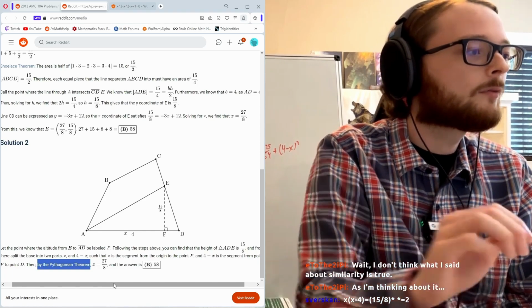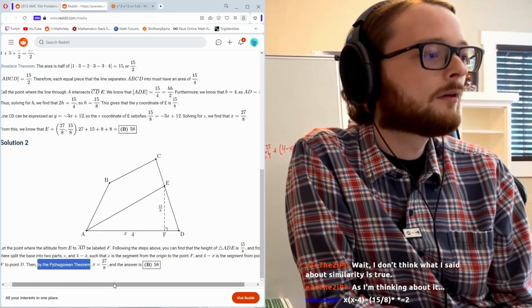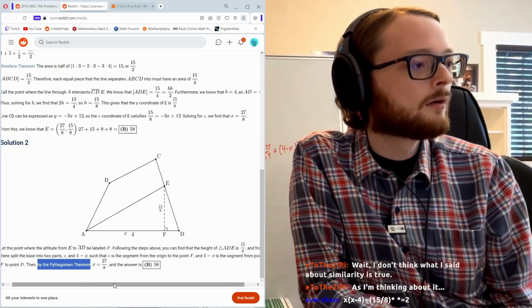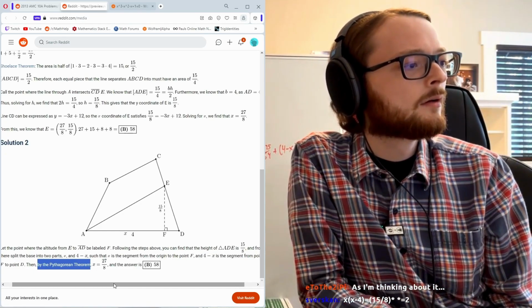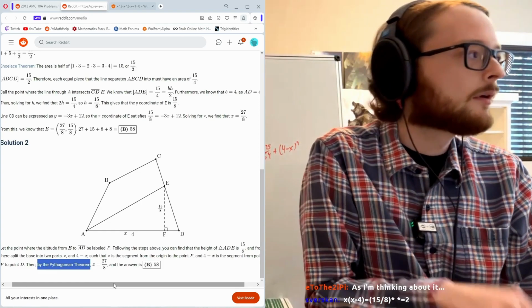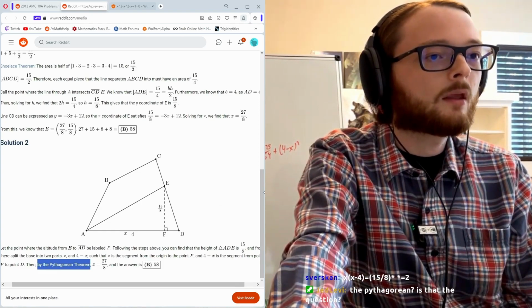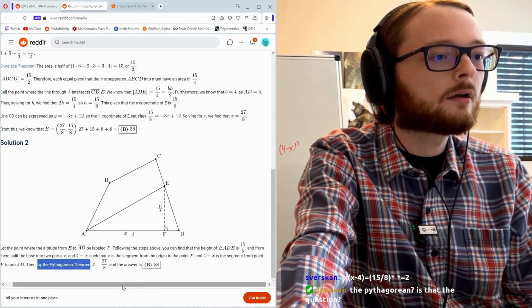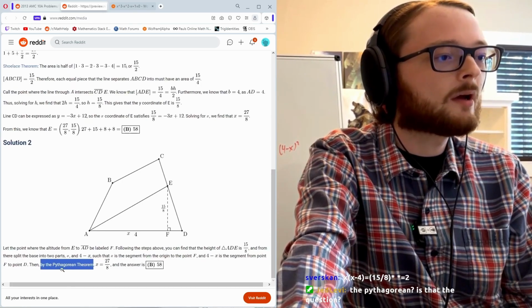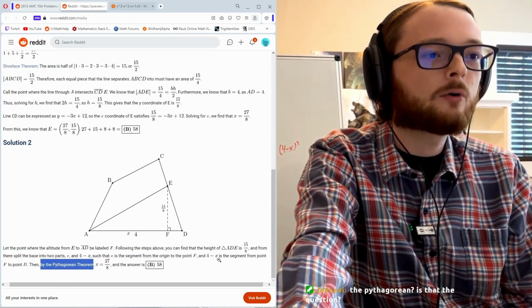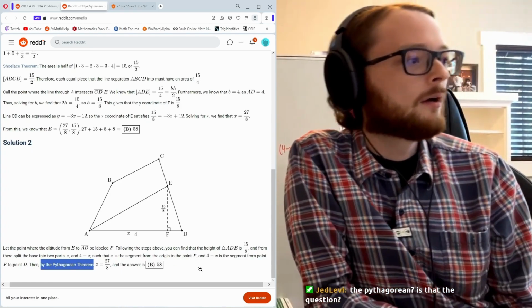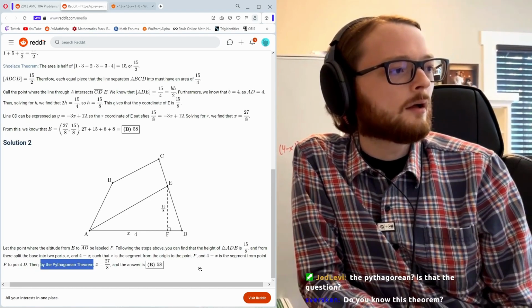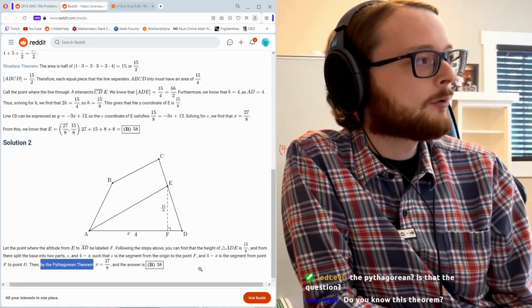x times (x minus 4) equals 15 over 8. Yeah, Jed, the person basically asking about the part they highlighted down there, like how do they use the Pythagorean theorem to find x? I'm not sure what you're talking about, Spurskin. I don't know what the stars mean there.